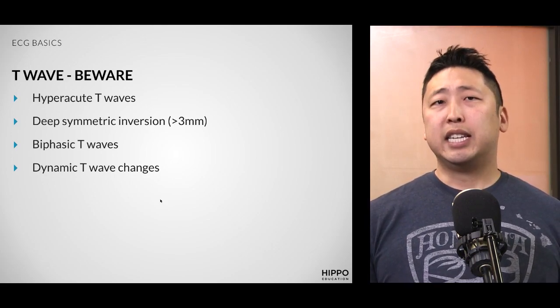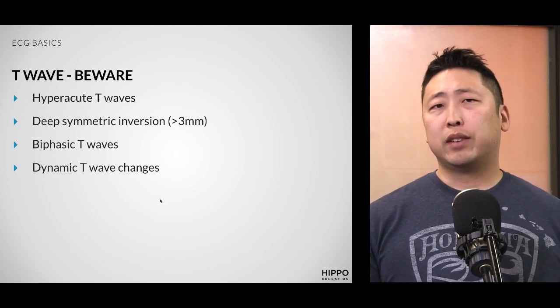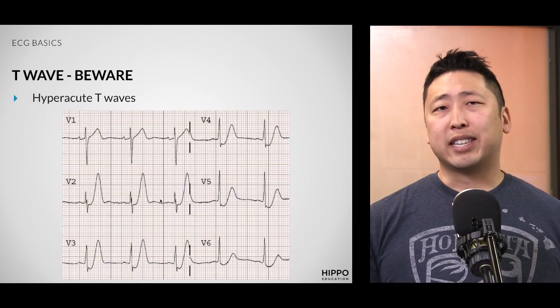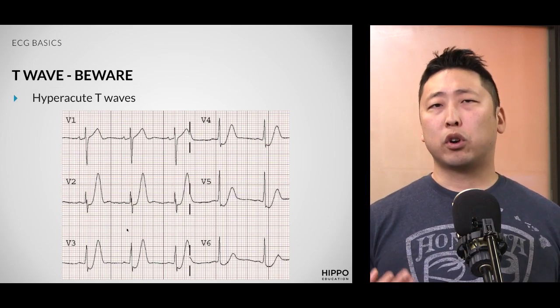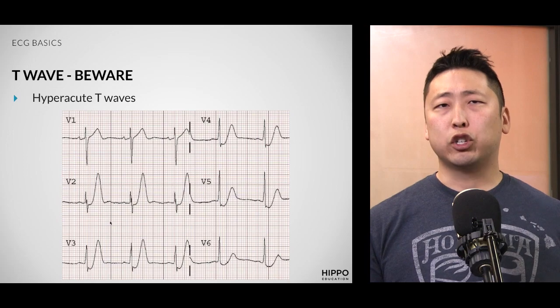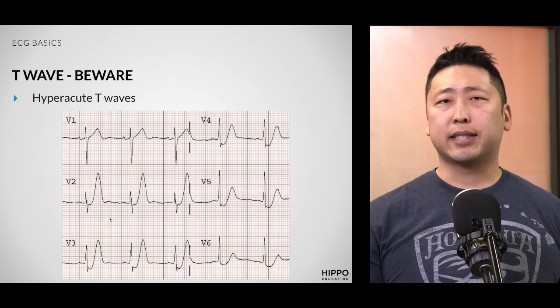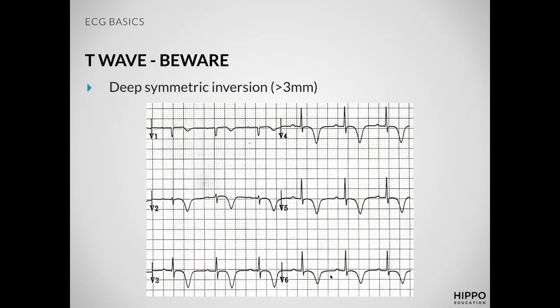Hyperacute T waves. Deep symmetric inversion at least 3 millimeters of the T wave. Biphasic T waves and dynamic T wave changes are all red flags that you should be concerned about ongoing ischemia. And so when you talk about hyperacute T waves, it's this thing called the loss of precordial T wave balance. Generally as you go from the right precordial leads in V1 all the way to the left precordial leads in V6, you want to see the increasing T wave amplitude. Once you actually see T wave amplitudes in the right precordial leads greater than the T wave amplitude of V6, that is concerning for possible hyperacute T waves.